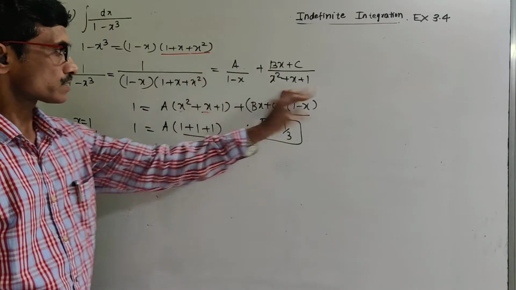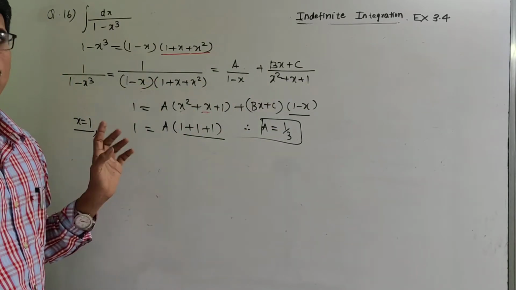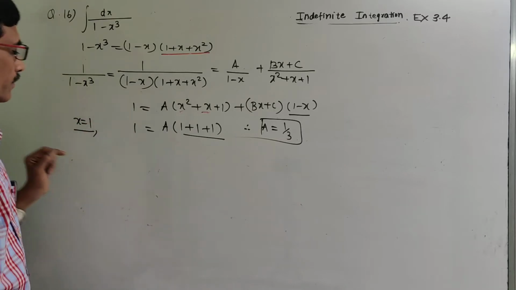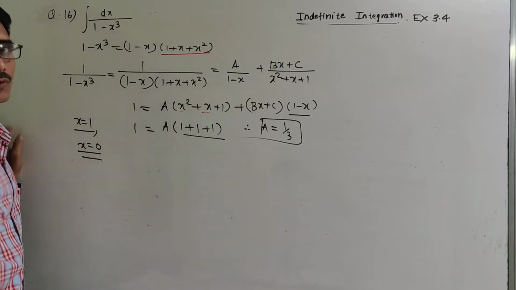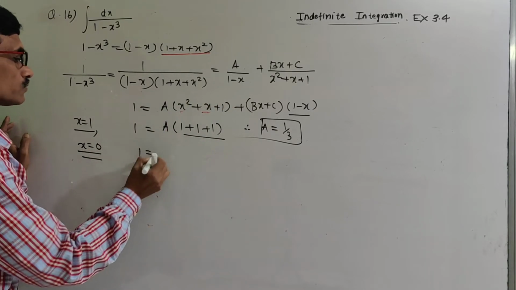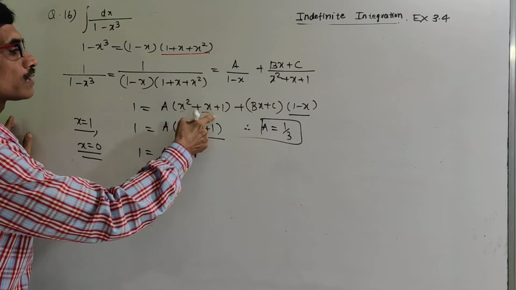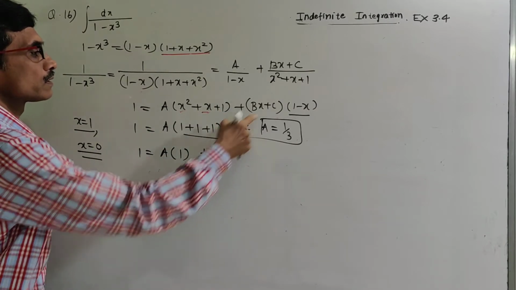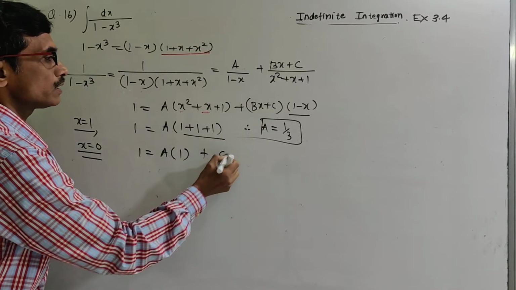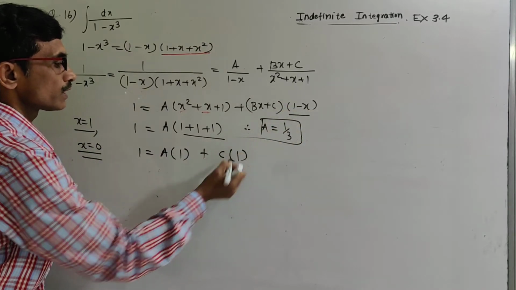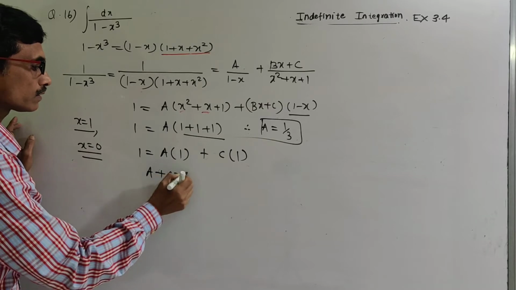Now randomly we put x equals 0. Any value of x can be put, but if we put the minimum value 0, it makes it easy. So both sides we put x equals 0. Then it is a into 1, plus the b part will be 0, b into 0 plus c, so c into 1 minus 0, that is 1. That means a plus c is equal to 1.